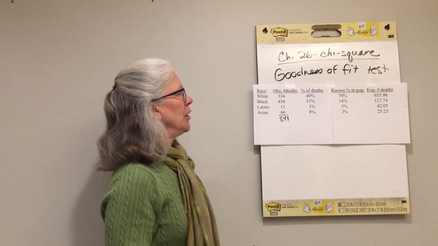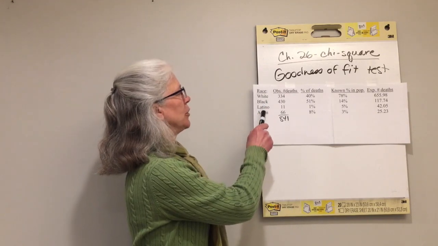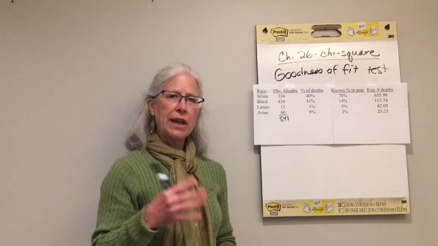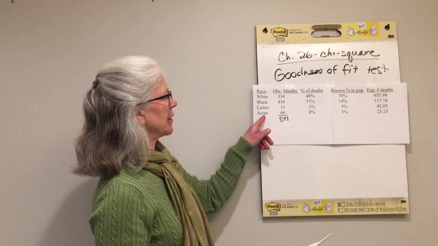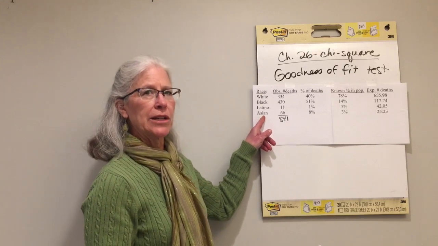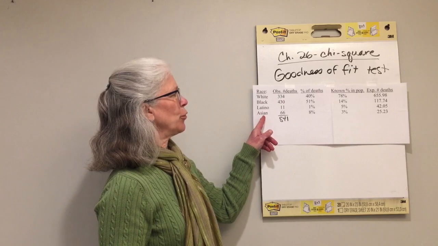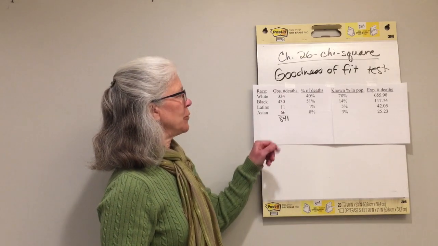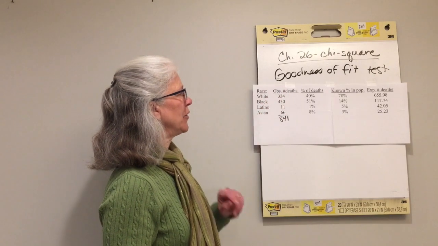recorded. So obviously it's a categorical variable. We have white, Black, Latino, and Asian with 4 categories. This is actually other, but they said most of these were Asian, so I just wrote Asian. So we have one categorical variable with 4 categories, and we have the observed count of deaths for each race.